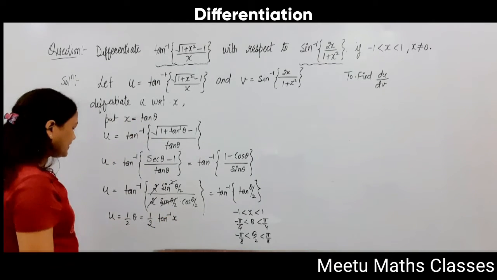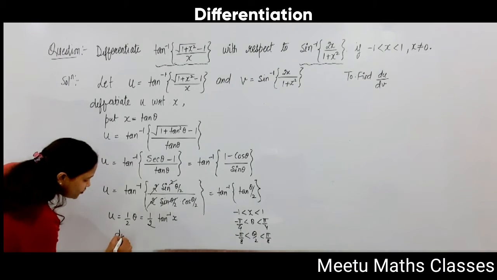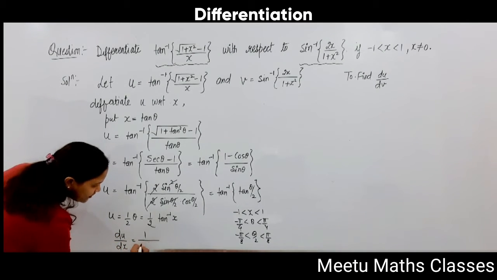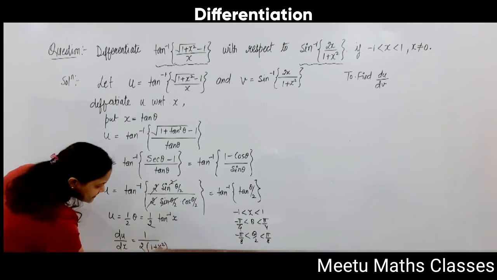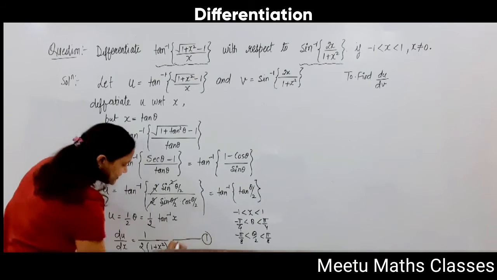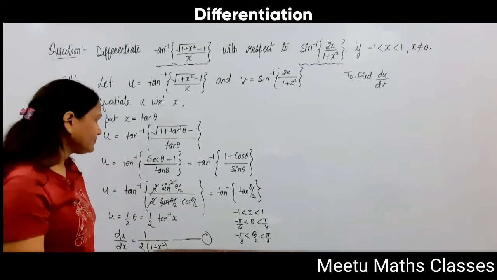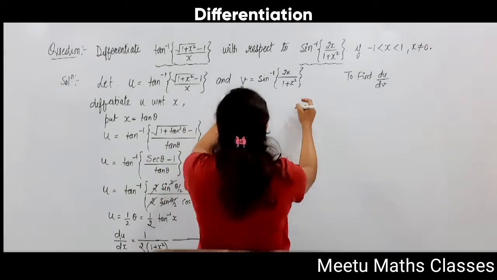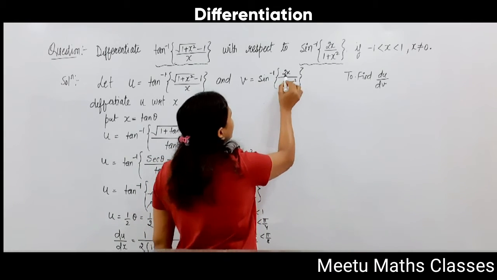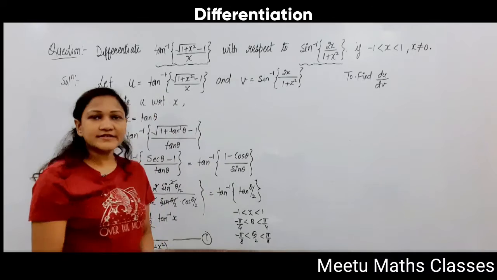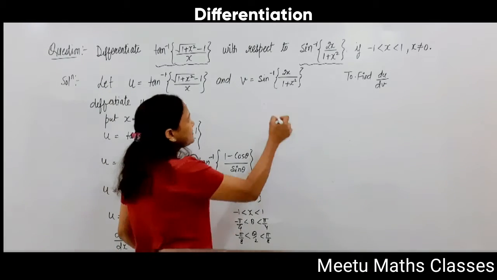Now differentiating u with respect to x, we get 1 upon 2 times the derivative of tan inverse x, which is 1 upon 1 plus x square. Let us take this as 1. Now consider v. To differentiate v also, first of all we are going to reduce our sin inverse function by substitution.